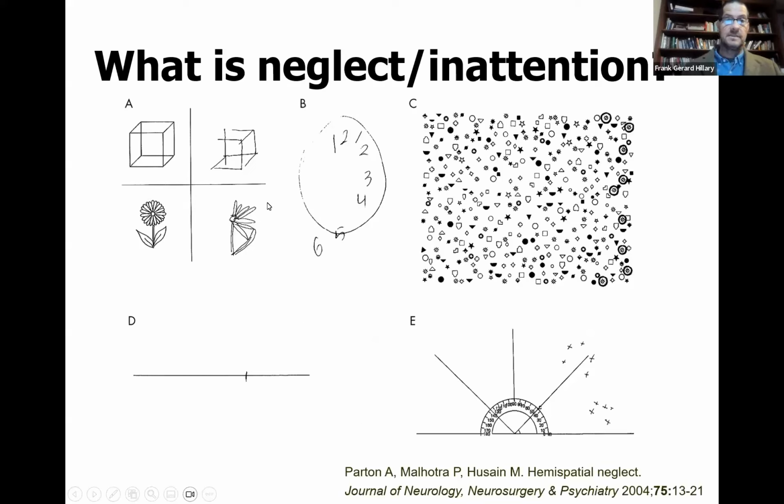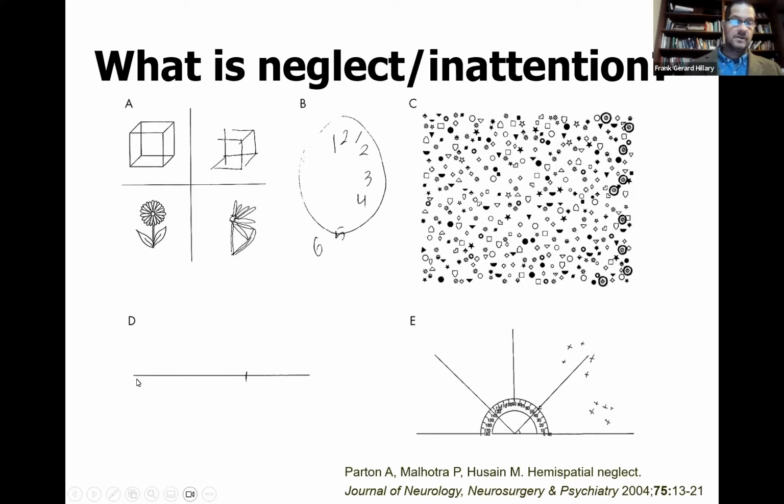So in this set of boxes in A, this is the stimulus and this is the copy. This is the stimulus and a copy is a half of a flower. And then for a clock, just draw a clock from memory. So you can see it's not just focusing on the right side, but it's also the spatial representation of the clock is distorted. And then if asked to focus on this small sun-like symbol in an array of many different symbols, individuals will focus on the right side of this page. This is quite extreme, in fact.